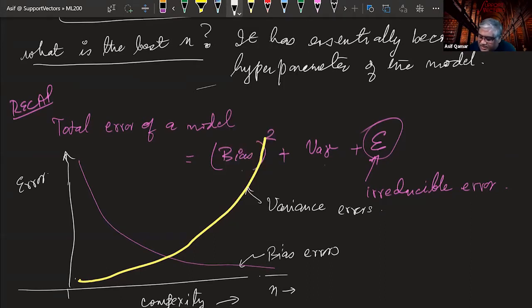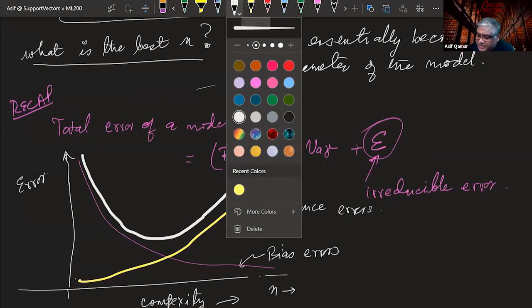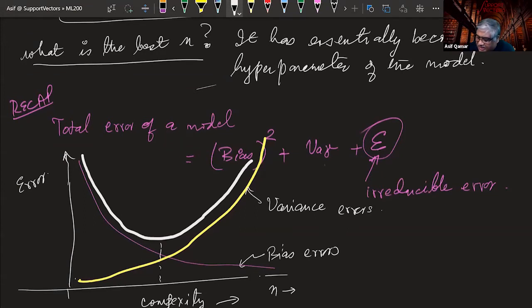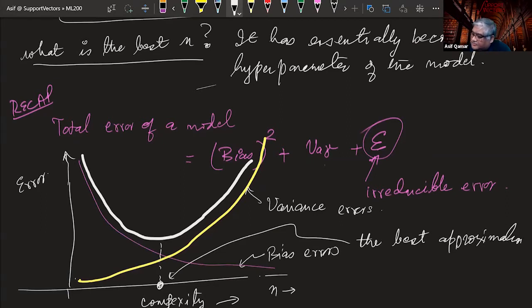So the total error, if you add these two up, you notice that it goes like this. And whatever the value of k here is, this is the best model that you can build. So this is the best approximation, suppose Fn, of degree n, to the ground truth. It is the closest you can come to the ground truth.